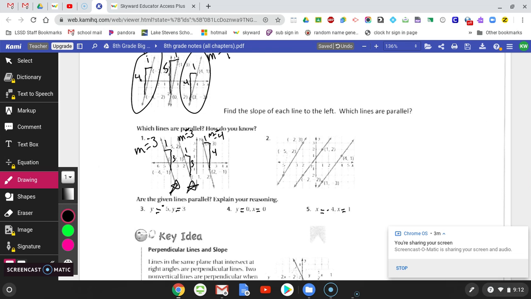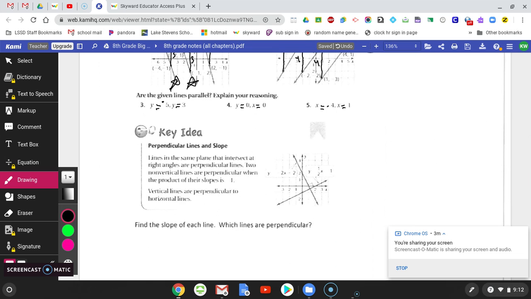All right, let's go ahead and have you try number 2. Pause the video, and then come back and check and see how you did. All right, so the slope of this one, up 1, 2, 3, 4, 5, and over 1, 2, 3. So this is a slope of 5 over 3. Up 1, 2, 3, 4, and over 1, 2, 3. So this is a slope of 4 over 3. And the last one, up 1, 2, 3, 4, and over 1, 2, 3. So we can see that these two are parallel because they have the same slope.